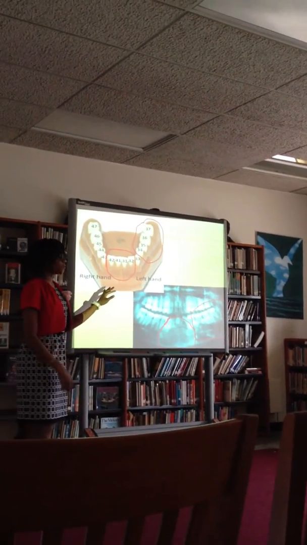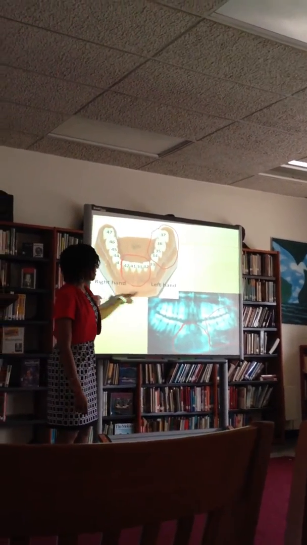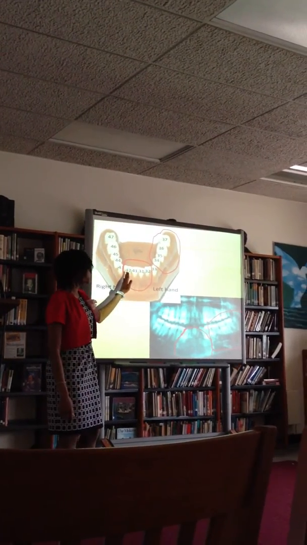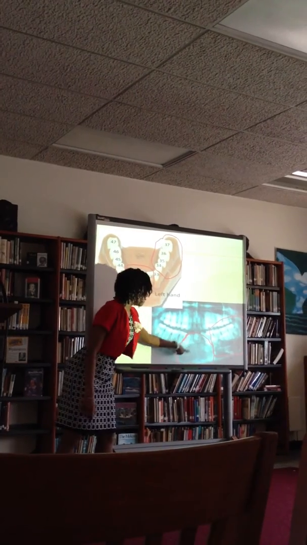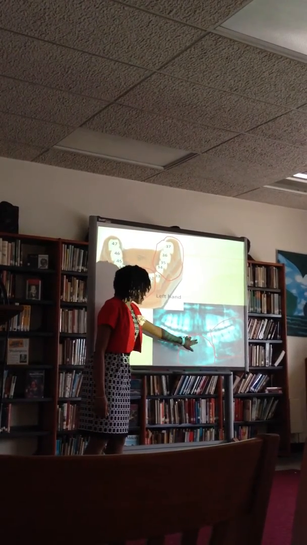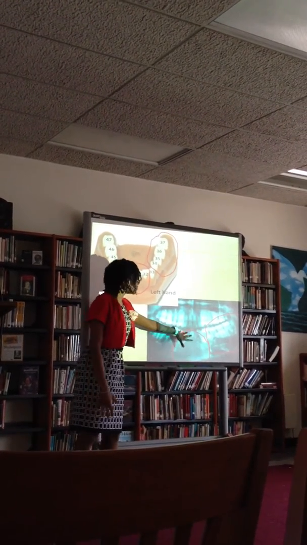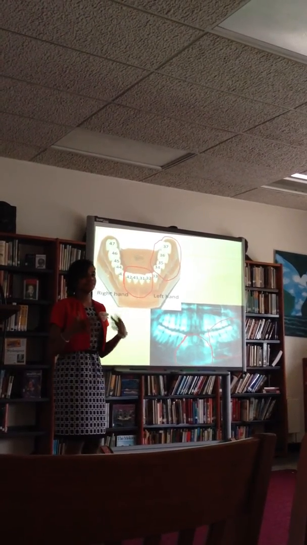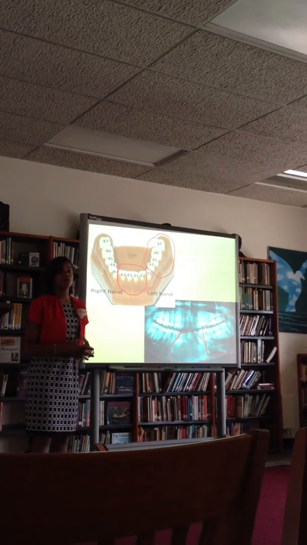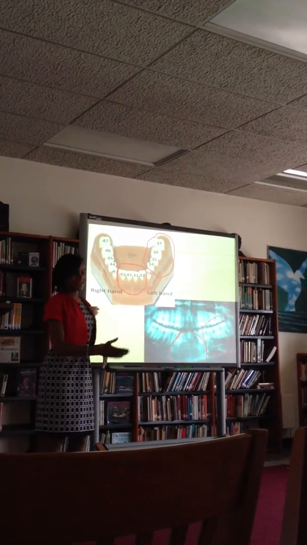So this is just to show you where the masses were. In the front here, it stretched from teeth 42 to 32 here. I don't know if you can see it very clearly, but notice that the roots of teeth are being moved, teeth are being pushed up and out of the way as this very aggressive tumor was forming in the man's mouth.